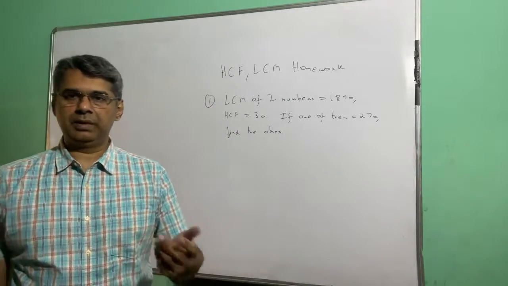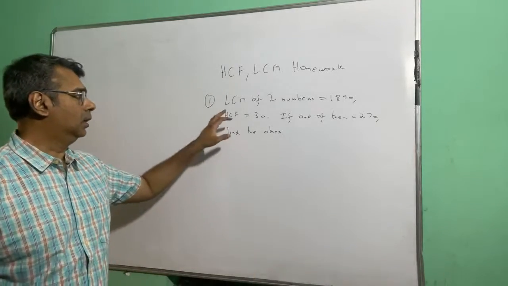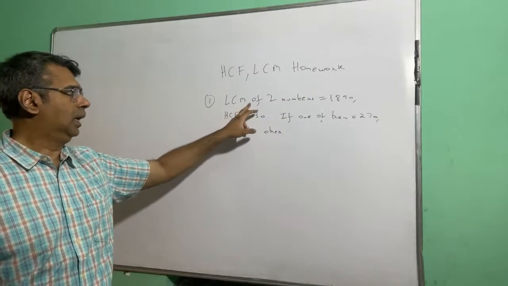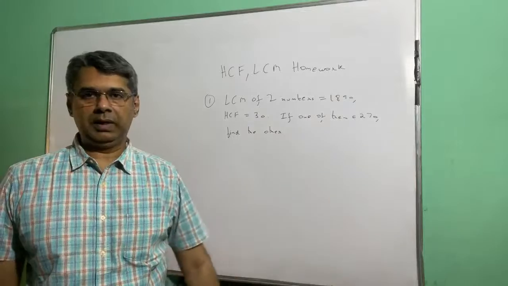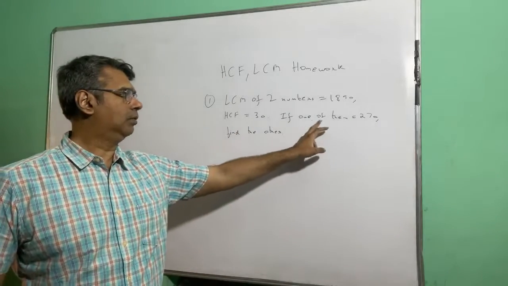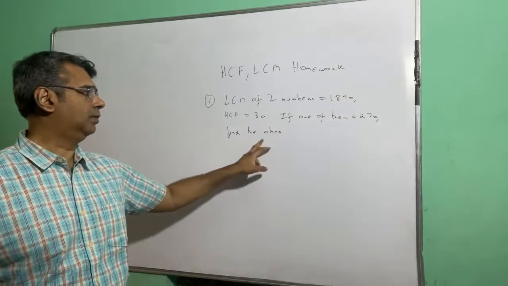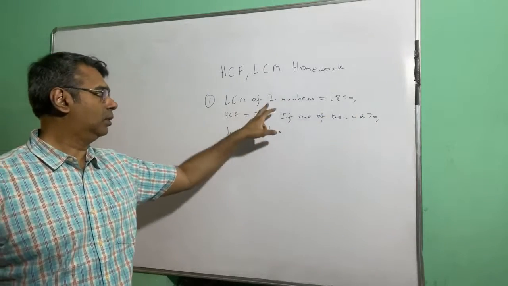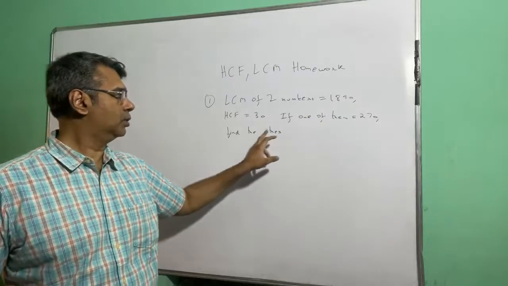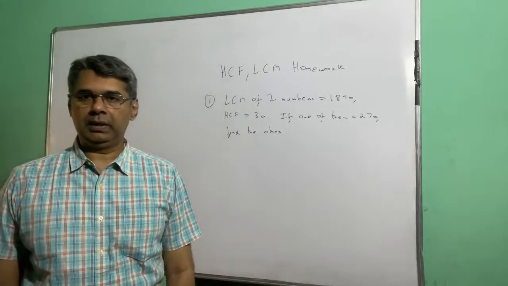So I am straight away giving you the homework questions. This is the first question of the homework. LCM of two numbers is 1890 and HCF is 30. If one of the numbers is 270, then find the other. If one of the two numbers is 270, then you have to find the other.